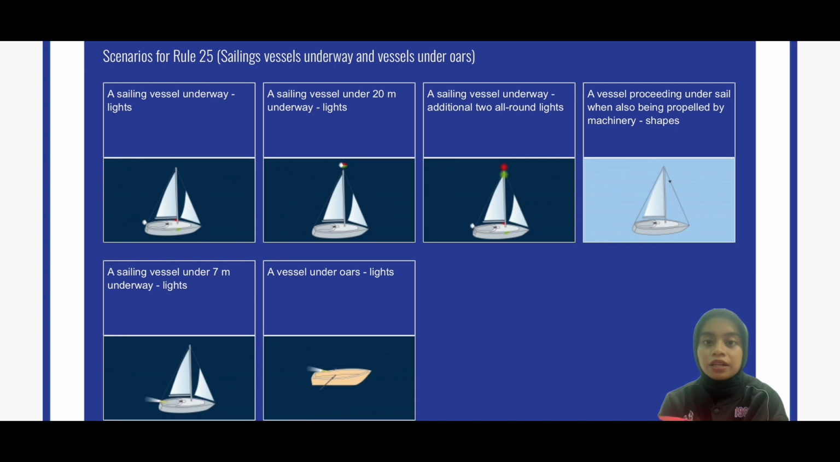A vessel proceeding under sail when also being propelled by machinery shall exhibit forward, where it can best be seen, a conical shape, apex downward.